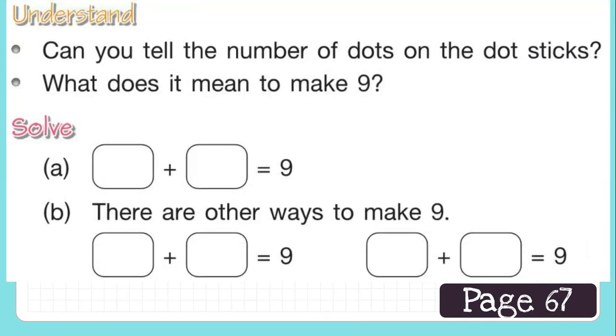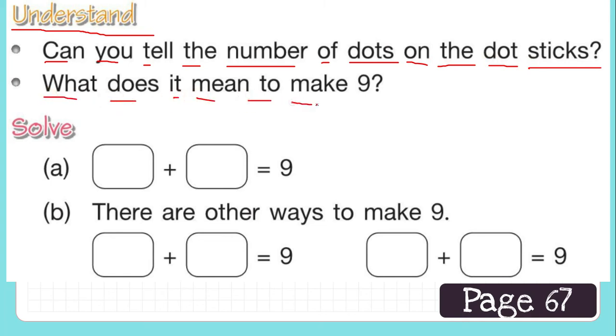Now let's go to page 67 below. Okay, we need to understand how did we get the numbers. Okay, so can you tell the number of dots on the dot sticks? What does it mean to make 9? Meaning we are going to look for the number that makes 9.